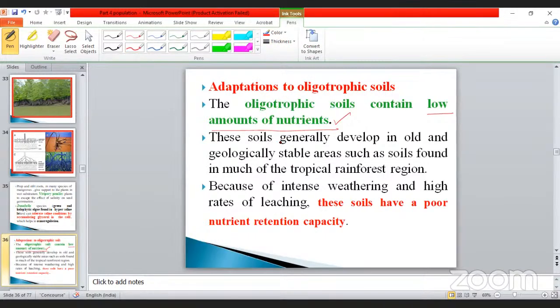So this soil develops in old and geologically stable areas, such as soil found in much of the tropical rainforest region, because of intense weathering and high rate of leaching. What is meant by leaching? Leaching is nothing but the complete removal of the nutrition from the soil. That condition is called leaching.